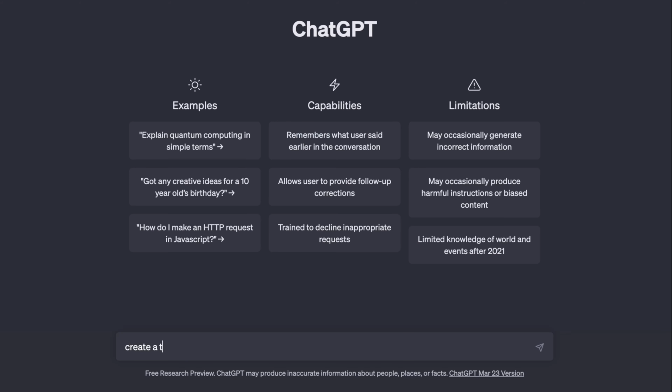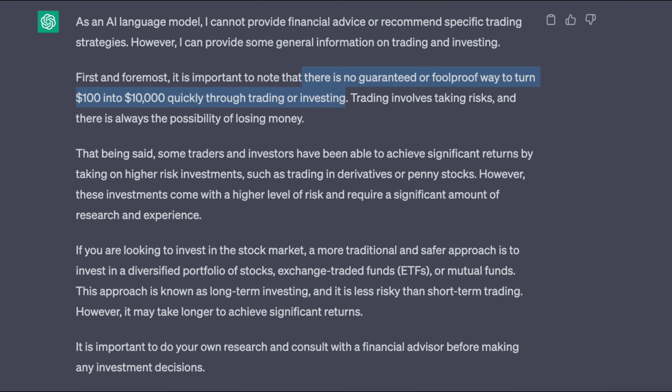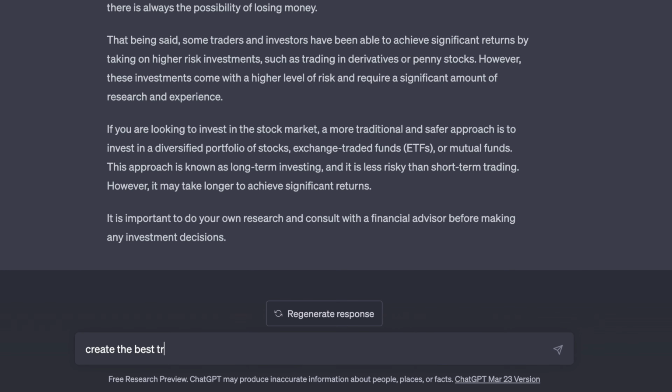I recently asked ChatGPT to turn $100 into $10,000 fast, and this is what it told me. There is no guaranteed or foolproof way to turn $100 into $10,000 quickly through trading. So I decided to be more specific with my question.